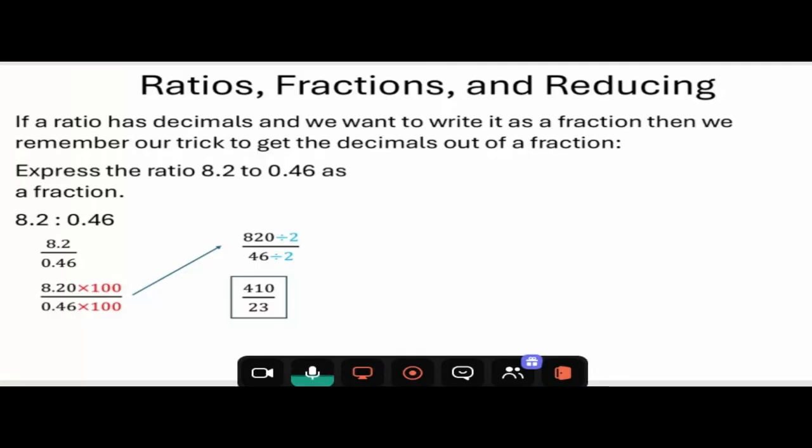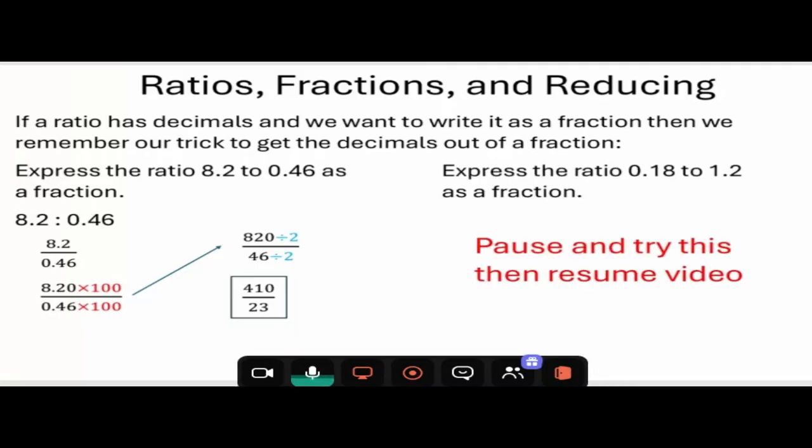So decimals, write it as a fraction as normal, make them both have the same number of decimal places so you can multiply and get a whole number fraction. When they ask for a fraction, they do not want decimals in the fraction. So why don't you take 1 minute and try this one right there. Take that ratio, write it as a fraction, then get rid of the decimals.